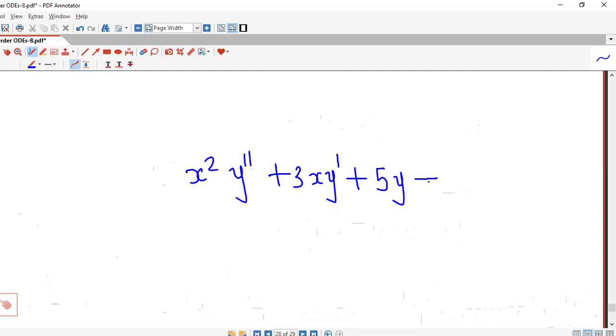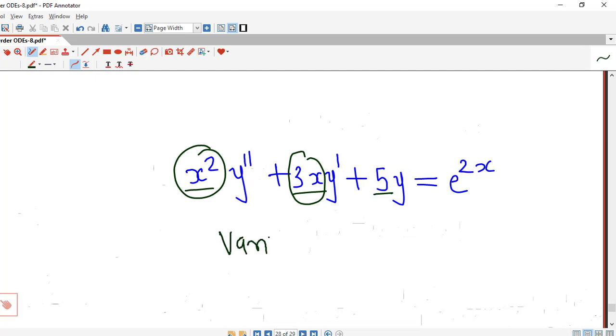For example, if I consider this equation, then this is not a linear differential equation with constant coefficients. Here the coefficient of y double dash is x square, this is 3x, and here 5. So all the coefficients are not constant. Here these two coefficients are functions of x. So this is a differential equation with variable coefficients, and we cannot apply the earlier methods to solve it.